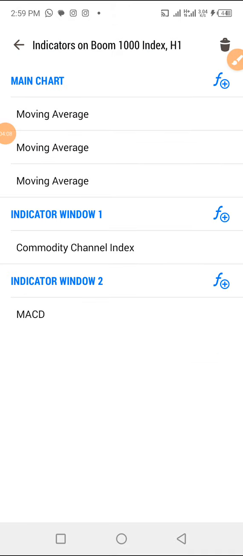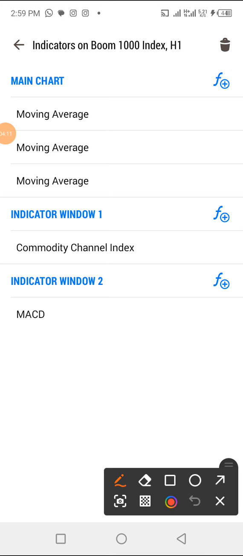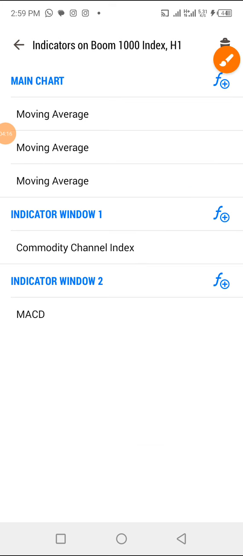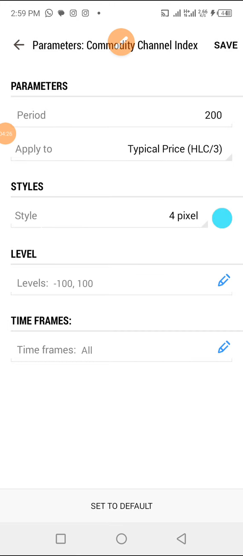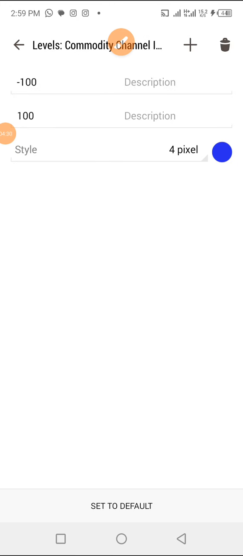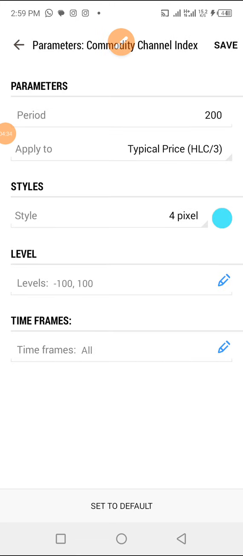To add this window 1 here, you click on this icon. When you click on that icon, it will take you to the window home. Then you look for commodity channel index. So immediately you click on commodity channel index, this is the parameter. It has a period of 200, typical price, then it has levels of -100 and 100. Then you click on save.